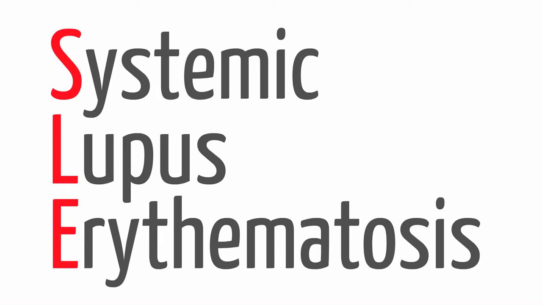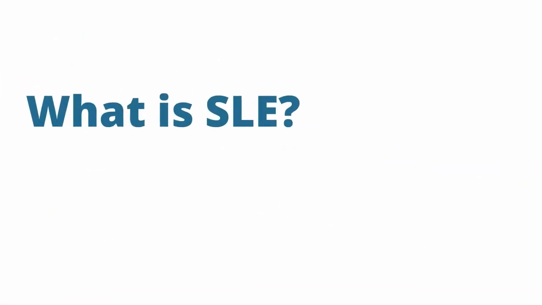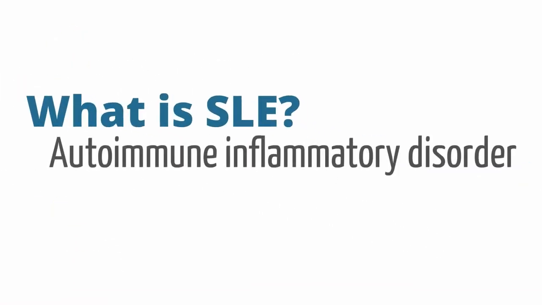Today we're going to talk about systemic lupus erythematosus, otherwise known as SLE. As the name suggests, SLE is a systemic autoimmune disorder that causes inflammation and affects all the major organs of the body.